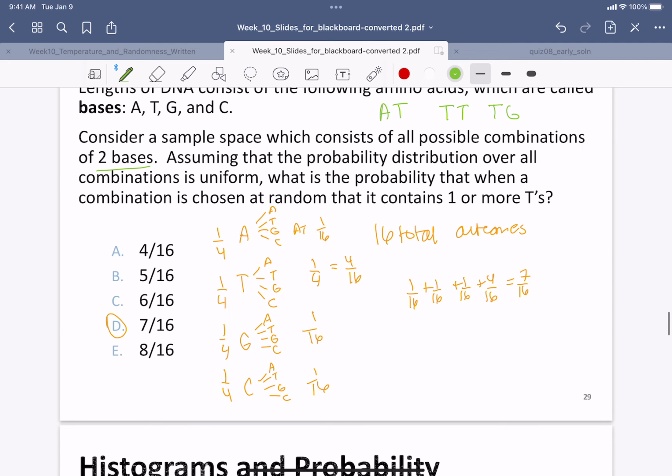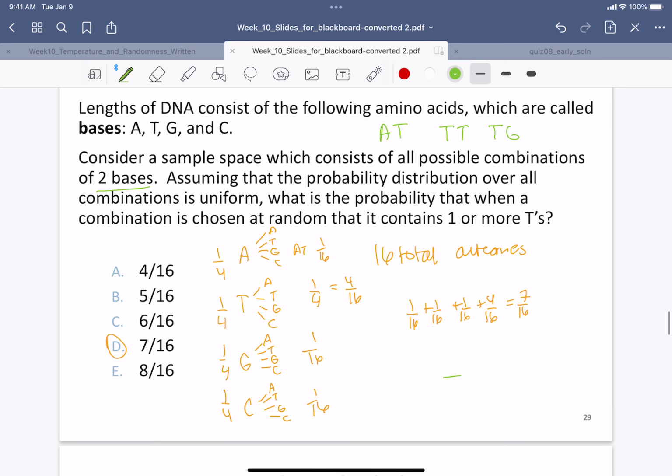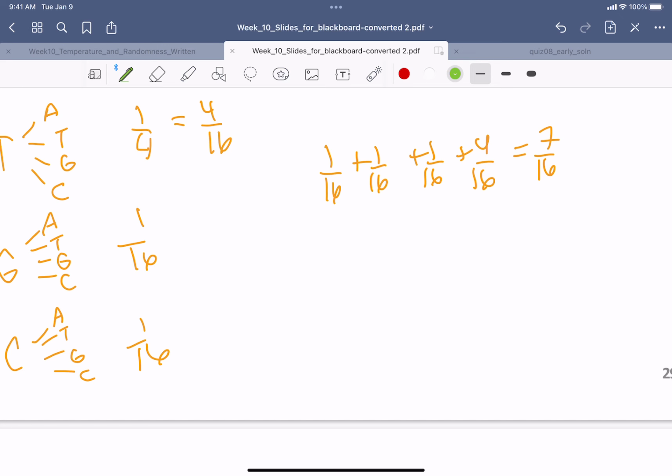If I'm looking for 2 bases, let's think about bases as slots. So I have 2 slots. Each slot has 4 outcomes. I could do A, T, G, or C. So in each base, or each slot, or each trial, I have 4 outcomes, and I have 2 bases, or 2 repetitions, or 2 trials. So that's 4 squared, which is 16 total outcomes.